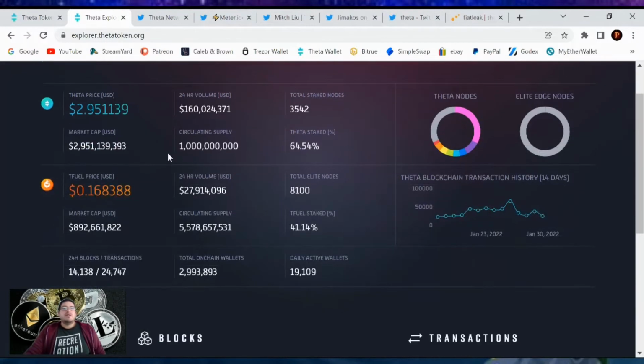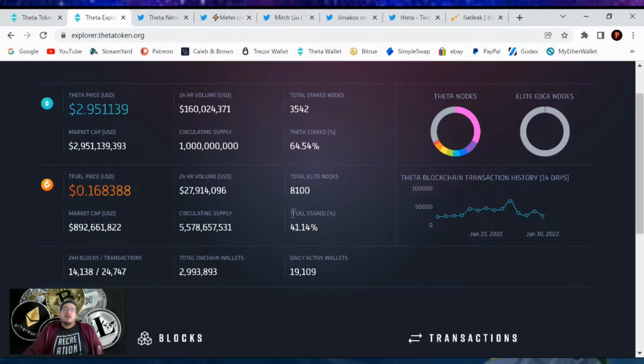Going over T-Fuel and Elite Edge node status. T-Fuel's price is at 16 cents, almost 17, with a market cap of $892 million. There's a total of 8,100 Elite Edge nodes. Now these are Edge nodes that have been upgraded to Elite status by staking T-Fuel. The T-Fuel being staked is 41.14%. So yeah, that number's been slightly going down a little bit.